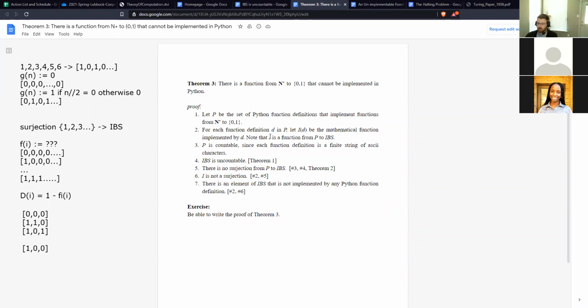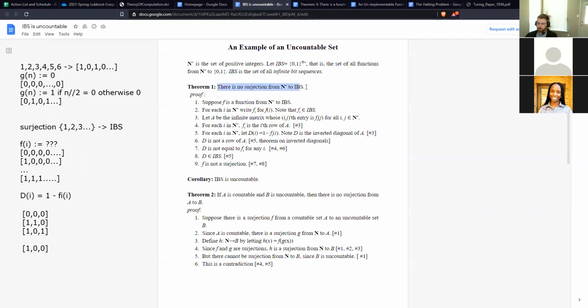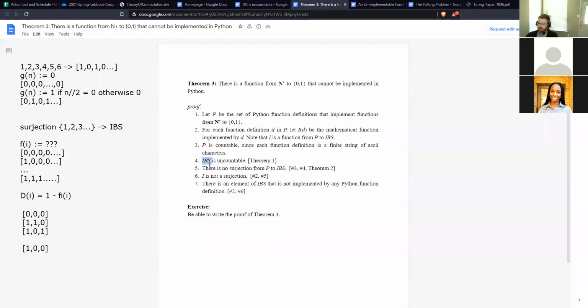So we know that I is a function from a countable set to IBS. P is countable because it's a possibly infinite collection of finite things, so there's no way it could be uncountable. All right. Well, I know that IBS is uncountable. How do I know that? Right here. Actually, technically, it's right here. We spent the first 30 minutes on it. IBS is uncountable, and I is a function from P to IBS. We know that there is no way to have a surjection from a countable set to an uncountable set.